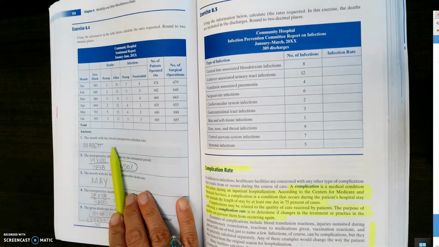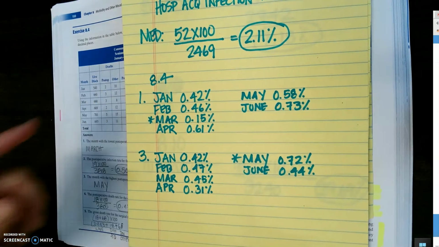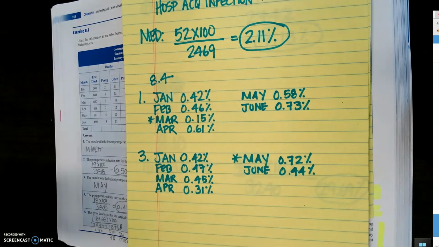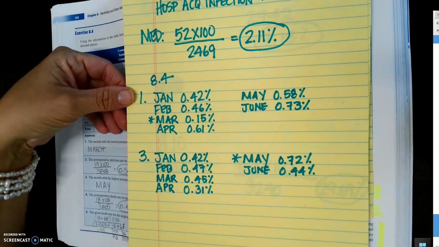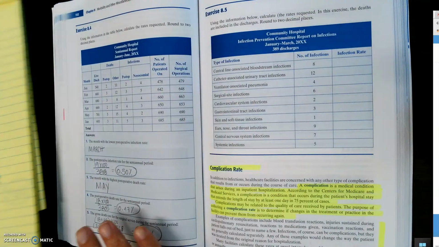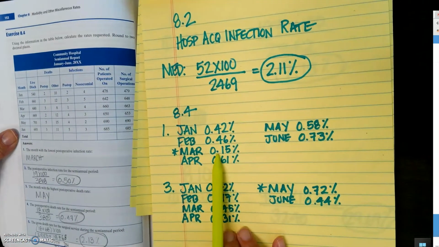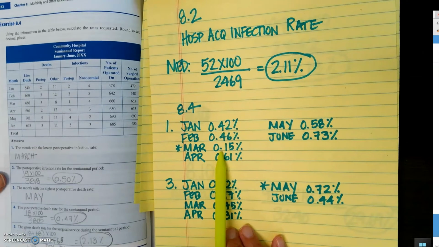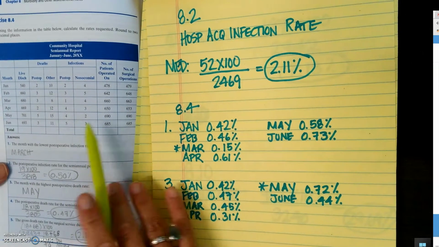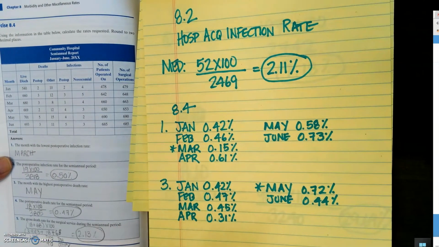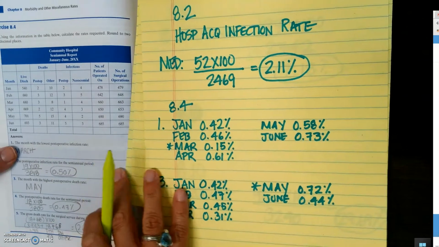This one required a lot of math as well, so if you would like to pause here, I've got the numbers for you for 1 and 3. So I'll let you pause and write down those answers, and you can go back and check yourself. But after calculating everything, you'll see that March is the month with the lowest postoperative infection rate. And so we're setting that up, right? The number of post-op infections to the number of surgical operations.